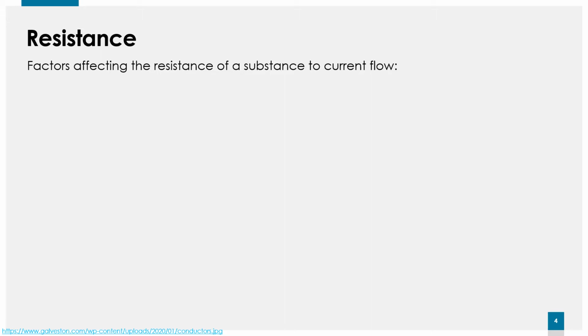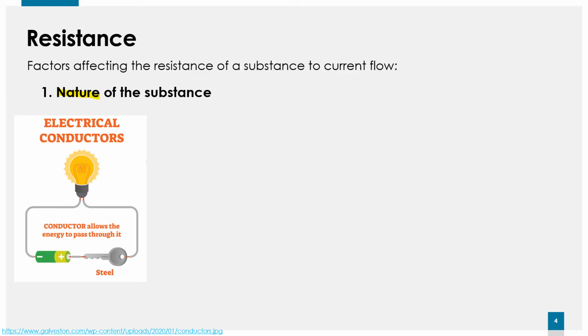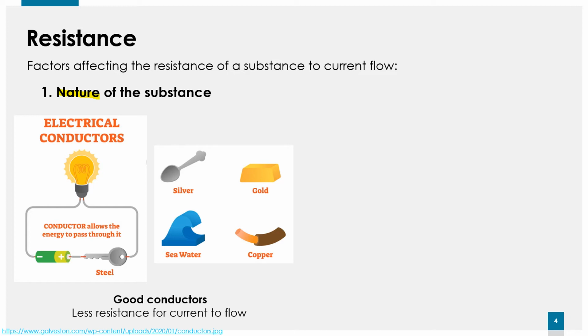There are some factors that affect the resistance of a substance to flow. Okay, so we have 4 factors. The first one is the nature. So how is the nature? What is this substance made of? For example, good conductors, so electrical conductors, they allow the energy to pass through them. So they offer less resistance for current to flow. So they have less resistance, more energy is going to flow. For example, silver, gold, seawater, copper. So all these good electrical conductors have less resistance because they let the energy pass more easily.